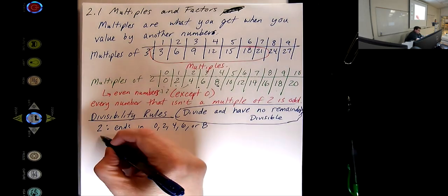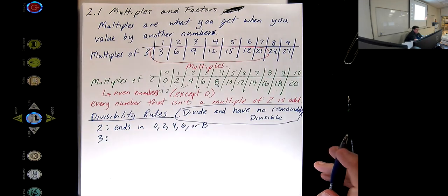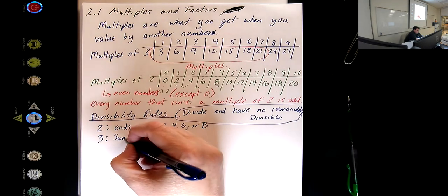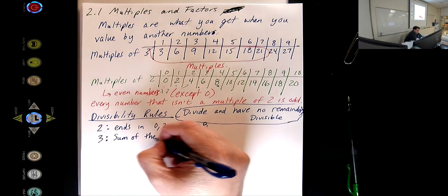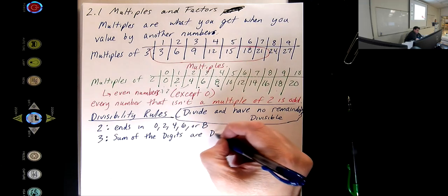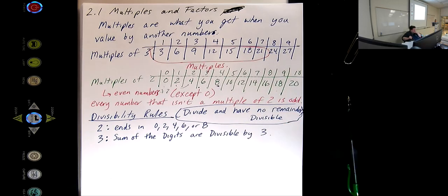The 3 one, when I first heard it, is still kind of magical to me. 3: the sum of the digits is divisible by 3. So I'll write it down, I'll let you write it down, and we'll actually look at the list and talk about it.